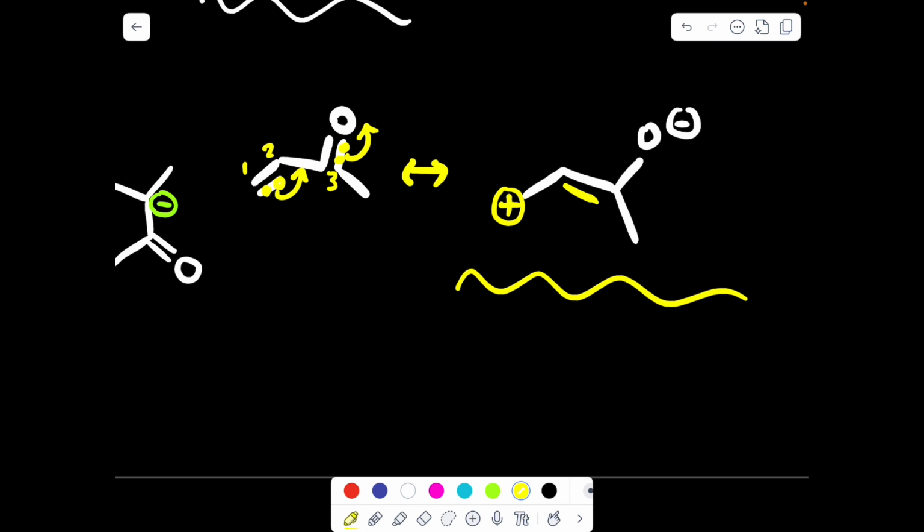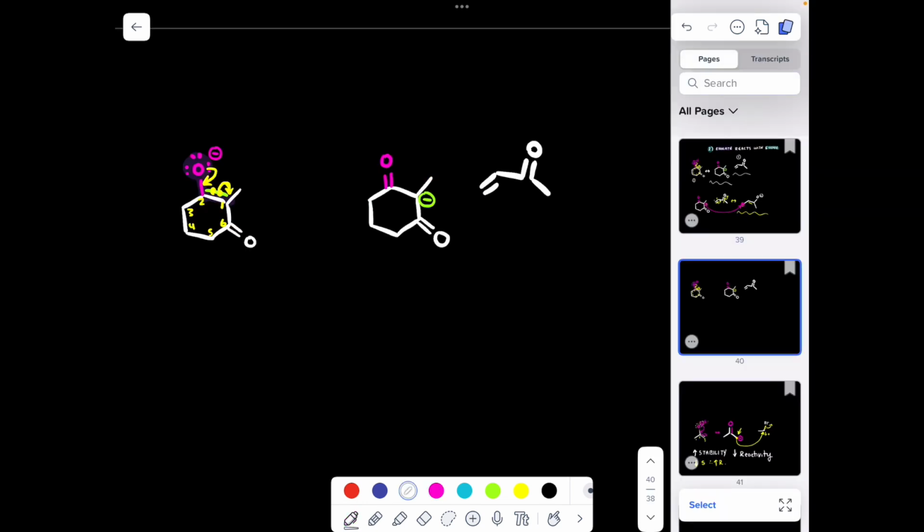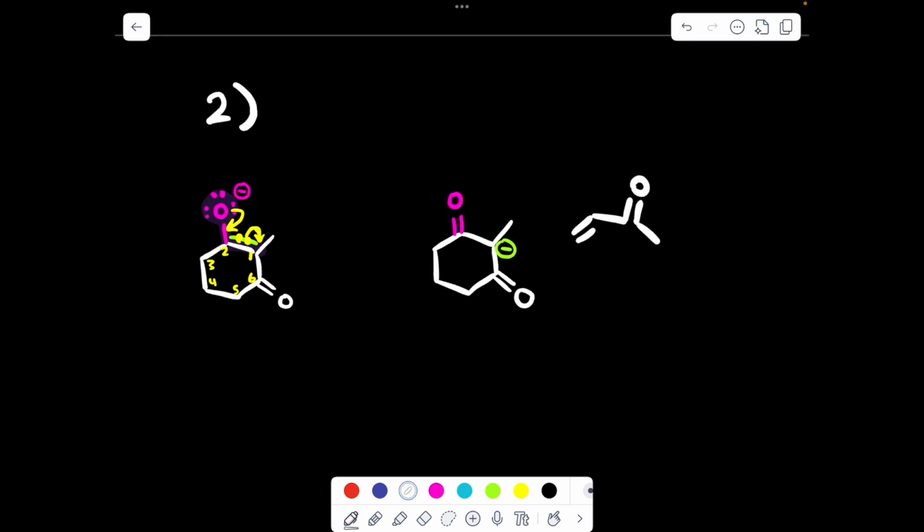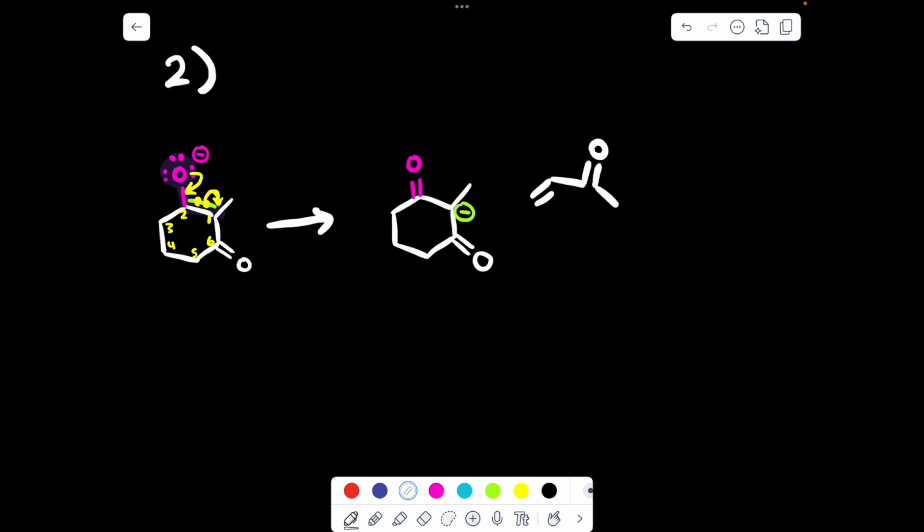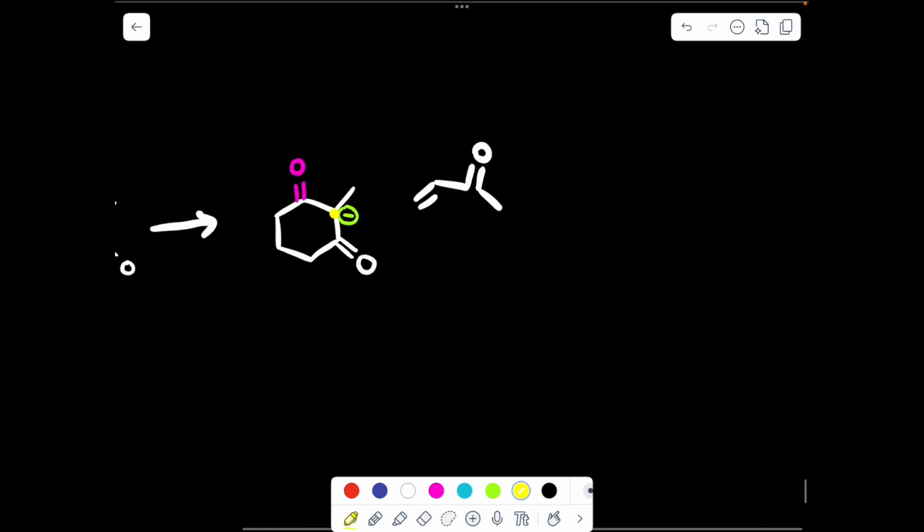What's a stronger interaction? A delta plus minus interaction, or a plus minus interaction? Well, a plus minus interaction. So this negative charge is going to attack that carbon. So in step number 2, the first thing that happened was we put the negative charge on this carbon. Now the second thing that's going to happen is this carbon is going to attack this carbon, and then these 2 electrons are going to go 2 over, and these 2 electrons are going to go 2 up.